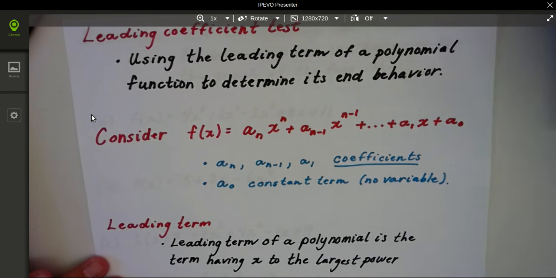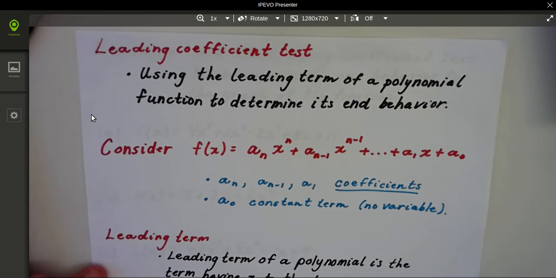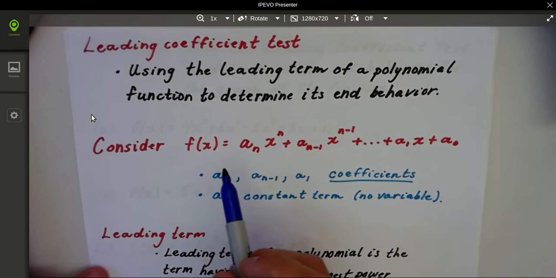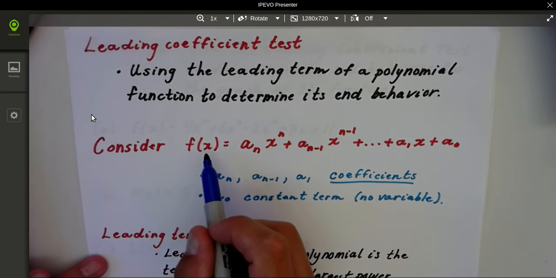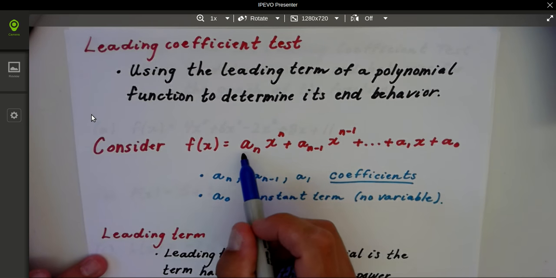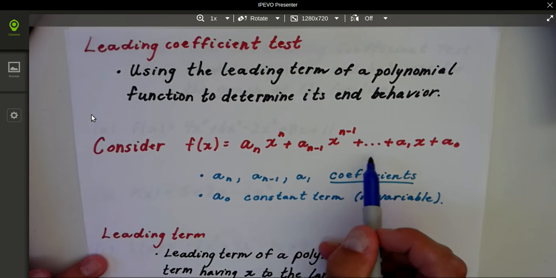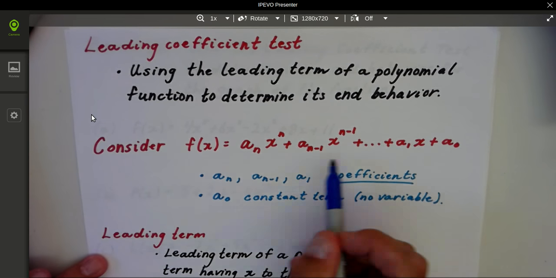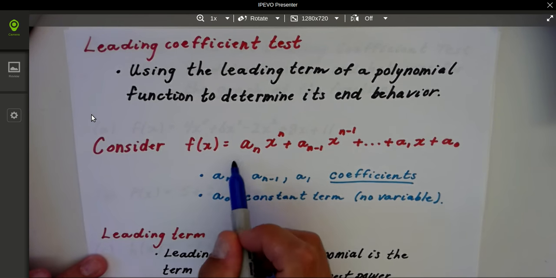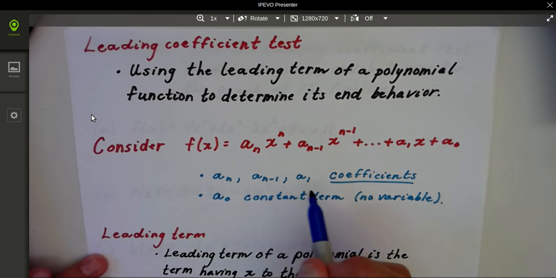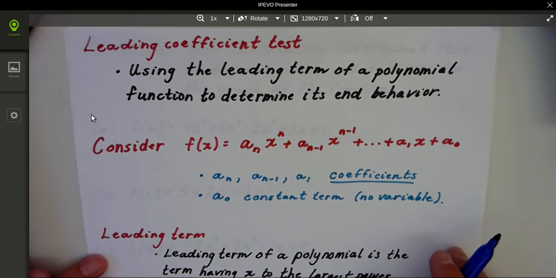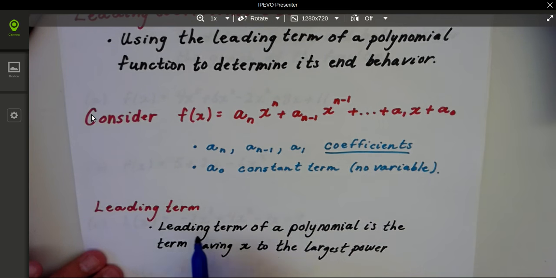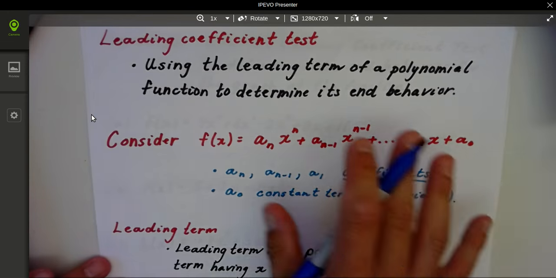So how do we determine the end behavior? We're going to use what's called the leading coefficient test. You look at the leading term and its power. So consider the polynomial function here. a sub n, a sub n minus 1, down to a sub 1 are all coefficients, numbers being multiplied to variables. Remember, a constant term, a sub 0, has no variable, it's just a constant. And the leading term of a polynomial is the term having x to the largest power. This is kind of a refresher.